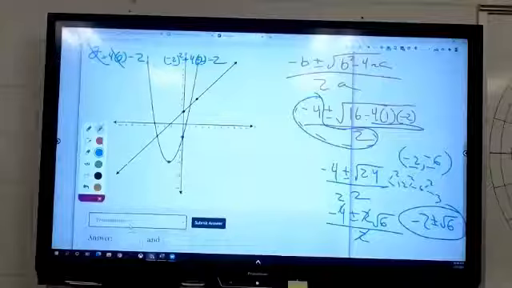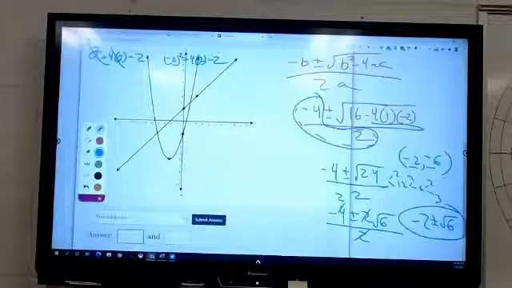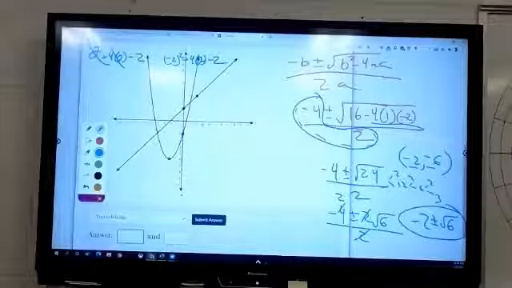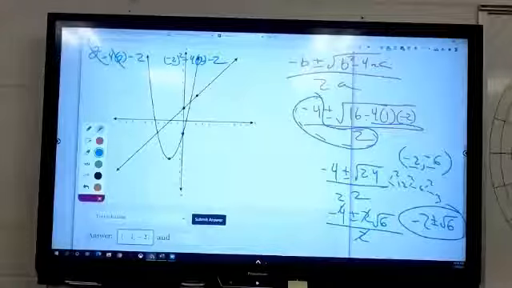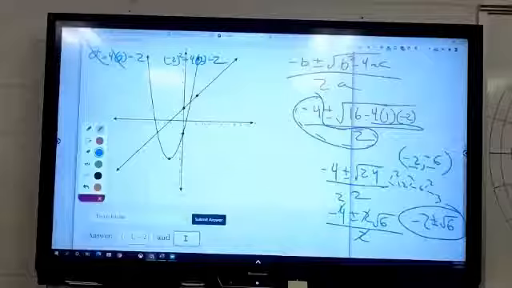Two solutions at, now this is where we messed up last time, right? Because I forgot to put parentheses. What do we got? -4, comma, -2, in parentheses, and 1, comma 3.